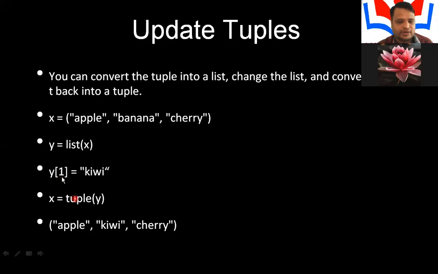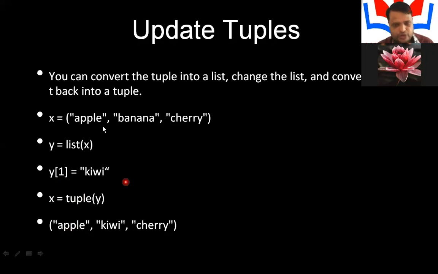Okay, and then I will be converting the given list into the tuple here. You can notice how I will be doing it: tuple of y will be stored under the x here. Then once again I will be printing the value of x. Then you can notice apple, kiwi, and then the cherry.